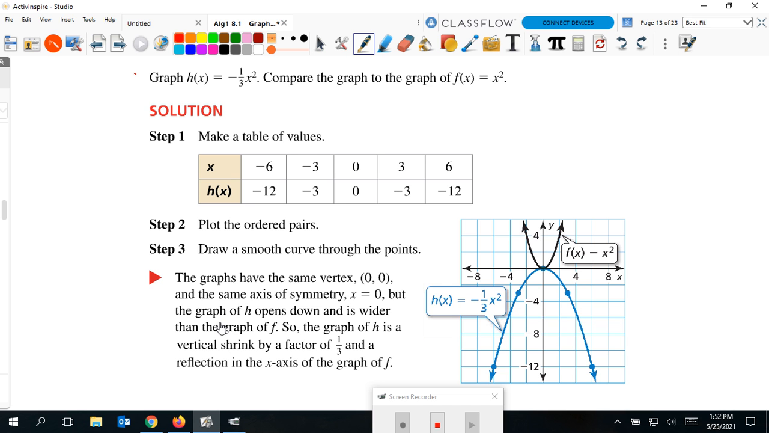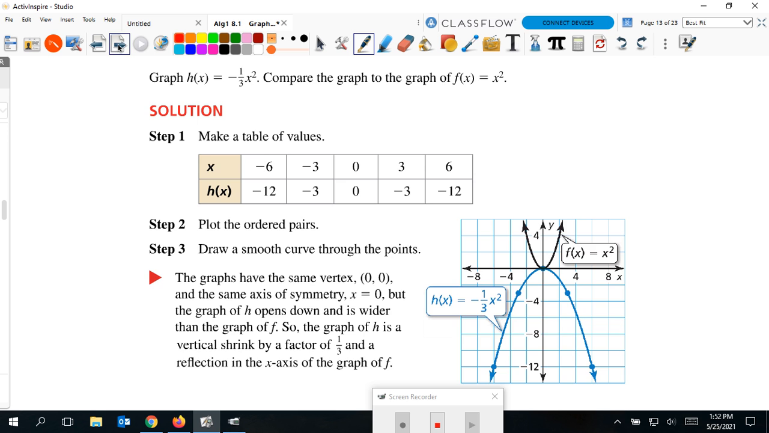We could say wider, it says it right here, but the technical way would be to say that it's got a vertical shrink. So it's actually shrinking kind of towards the x-axis. It's getting closer and closer to the x-axis as that number gets smaller. Right there with the 1/3. If we went to a 1/5, that's going to be even closer to the x-axis. A 1/10 would be even closer, and so on.